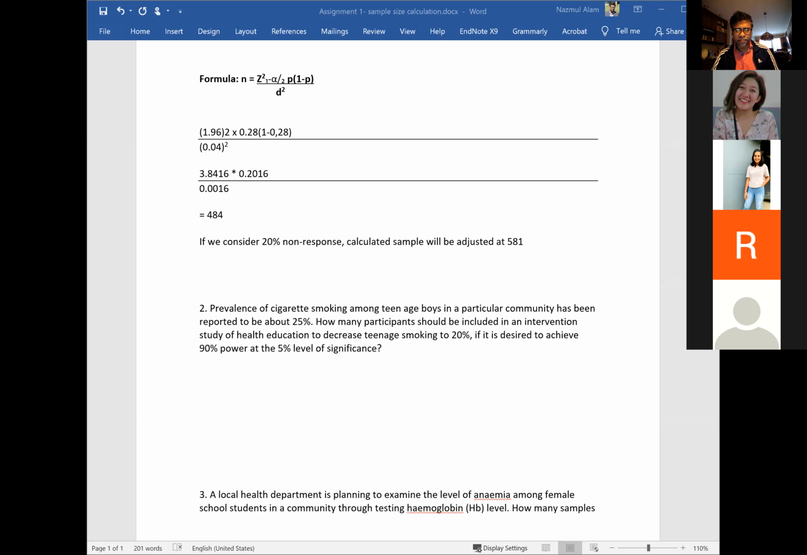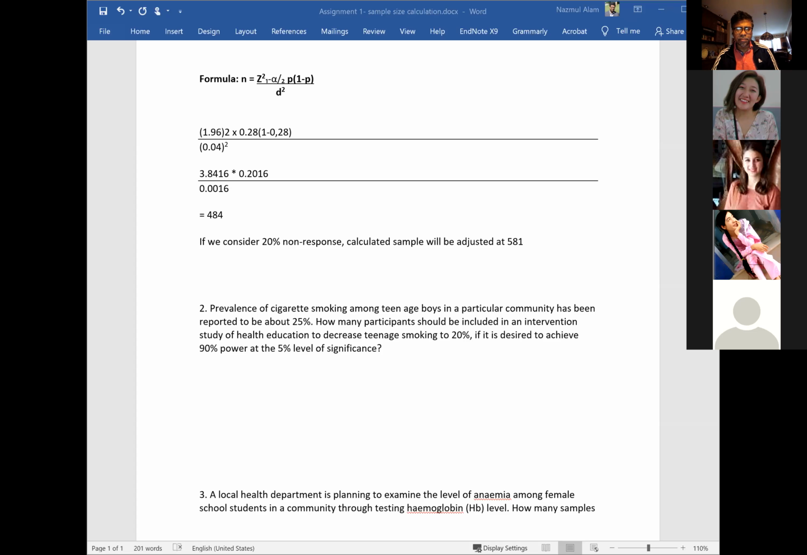So which one? Professor, is it n equals Z(1 minus alpha) root over P0(1 minus P0)? Is it that hypothesis test, Formula 1? Yeah, I think so, because it's two-sided. Z 1 minus beta? Yes. And then there is one example of dental caries among children, right? Oh, okay, got it.